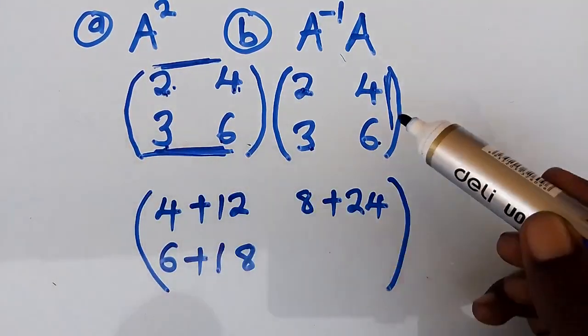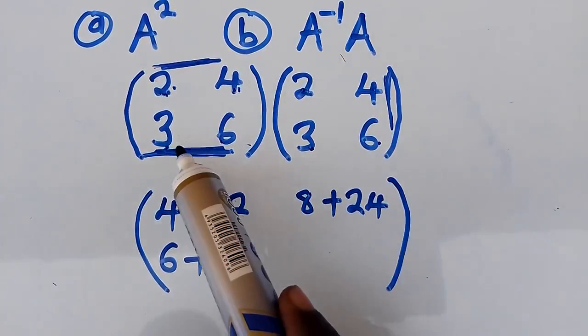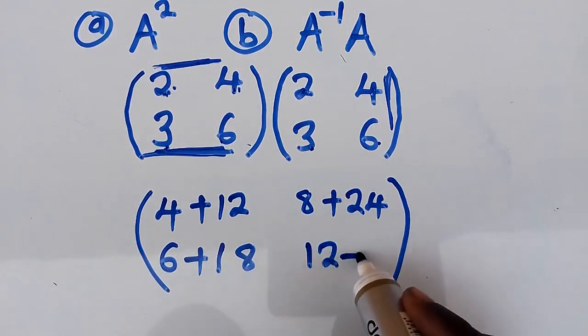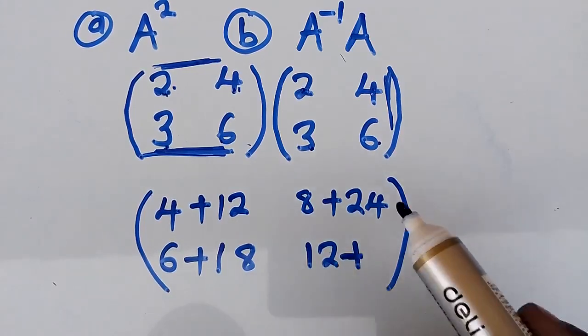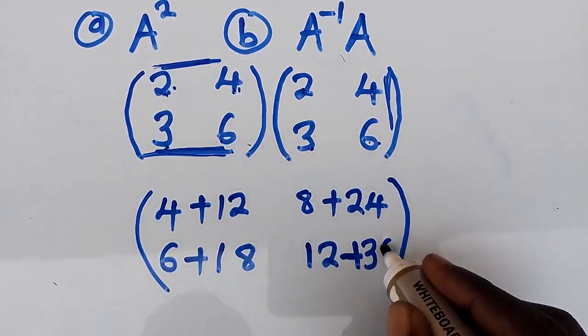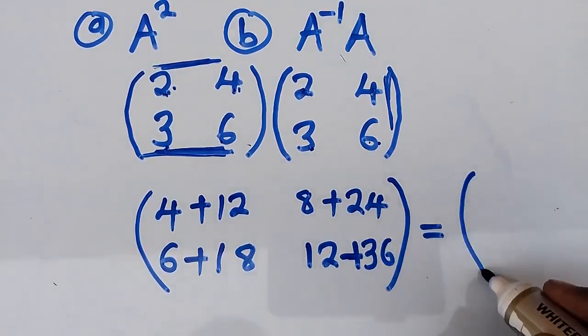The same one here will go with that one that is there. So what is 3 times 4? 12. So I say 12 plus. What is 6 times 6? 36. Then you find the answer there.